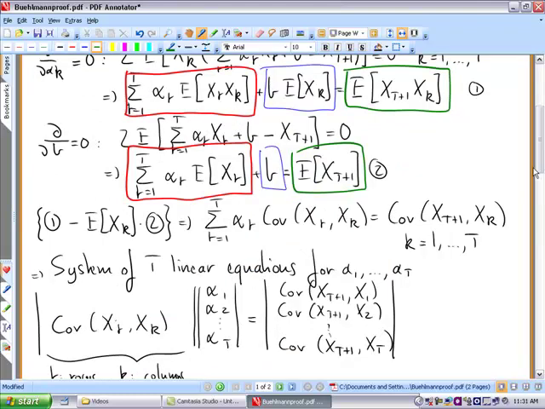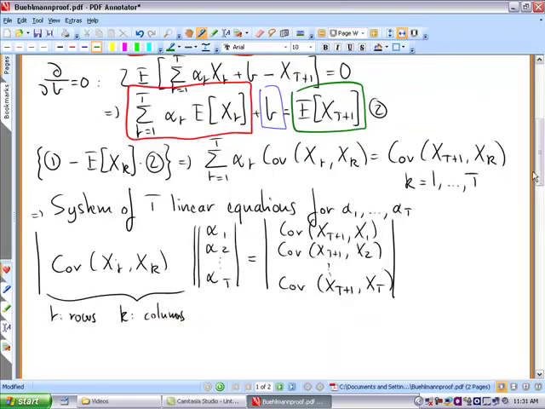If we want, we can express this system of t equations with matrices. So you'll have alpha 1 times the covariance of x1 with xk, and then alpha 2 times the covariance of x2 with xk, and so on. So you have a big matrix of the variance covariances of xt and xk times the vector of the alphas, equal to the vector of the covariances of each of the x's with the x of next year.